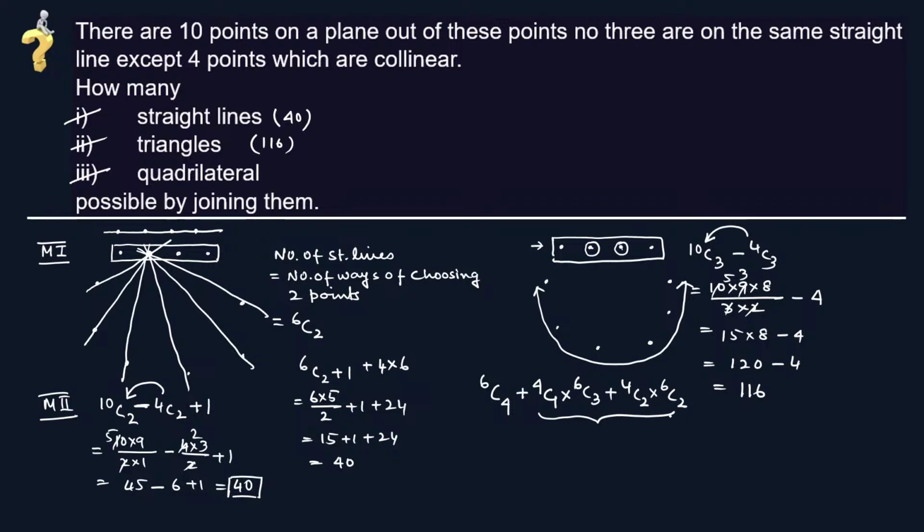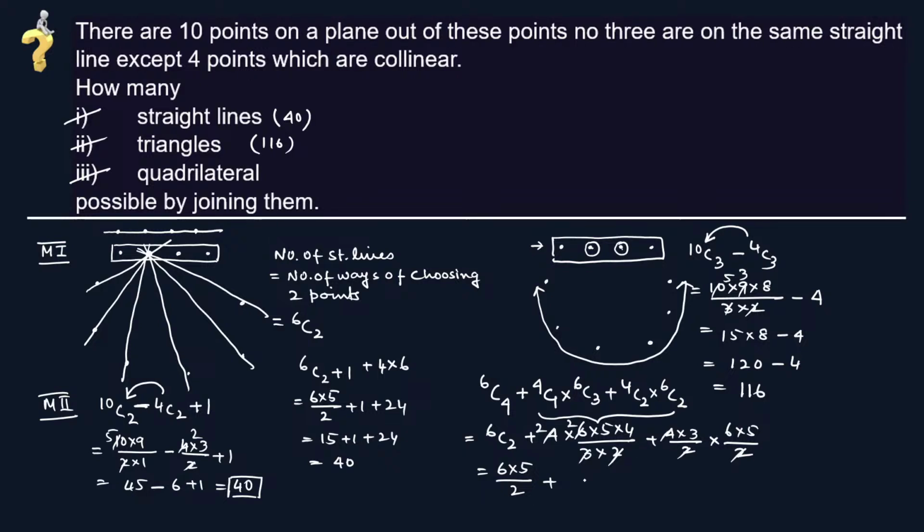So the total number of quadrilaterals that can be formed is 6C4, which is the same as 6C2 plus 4 into 6 into 5 into 4 divided by 3 into 2, plus 4 into 3 divided by 2 into 6 into 5 divided by 2. And 6C2 can be written as 6 into 5 divided by 2, plus this thing goes off. It is 2. This is 2.